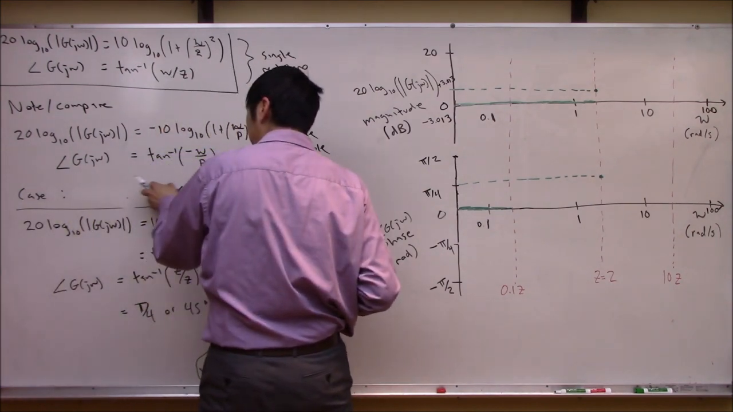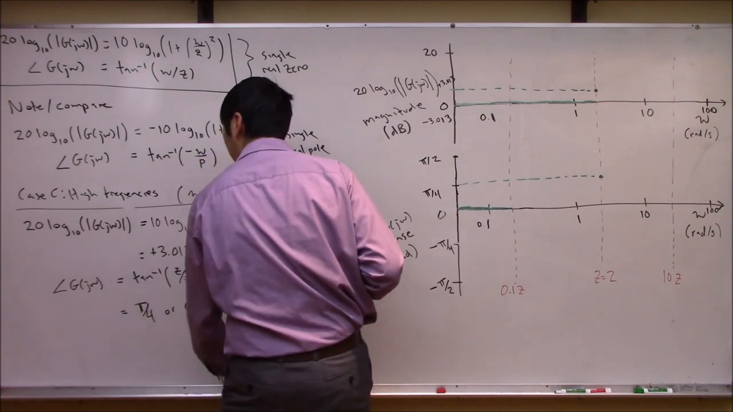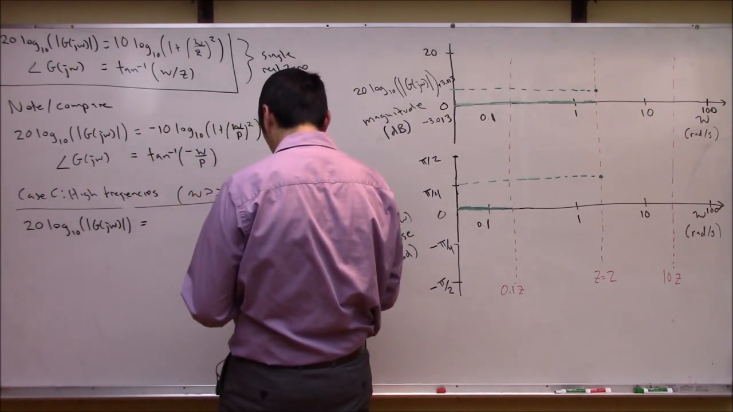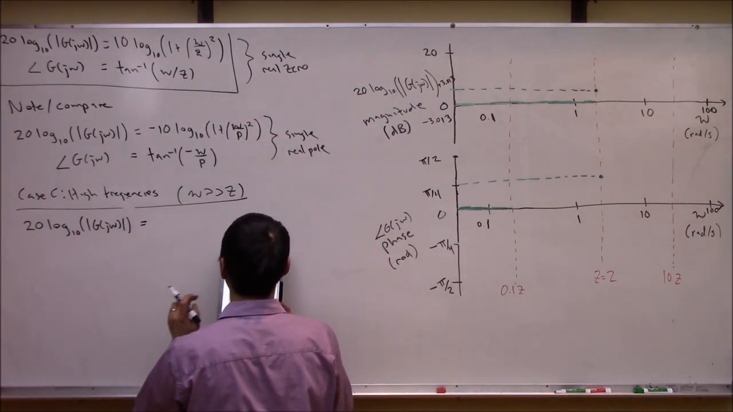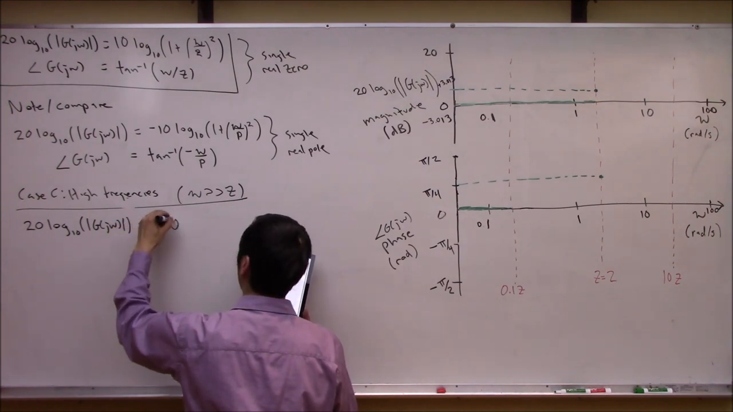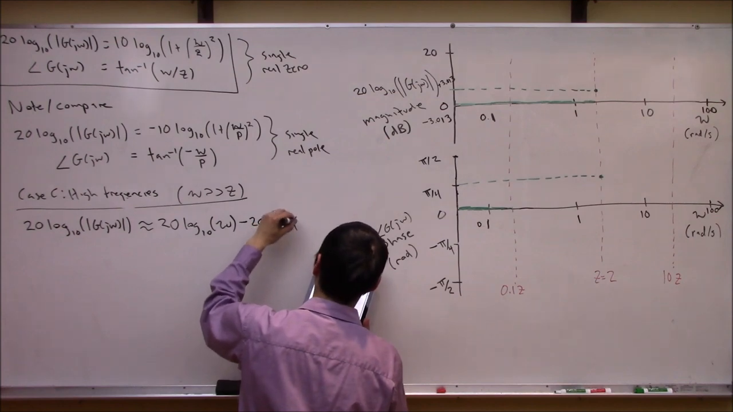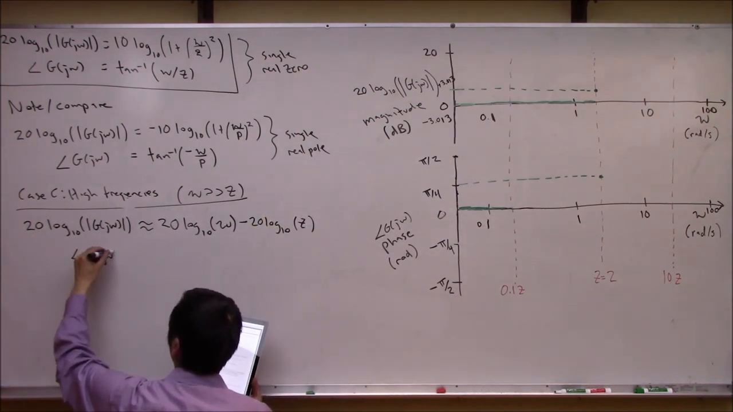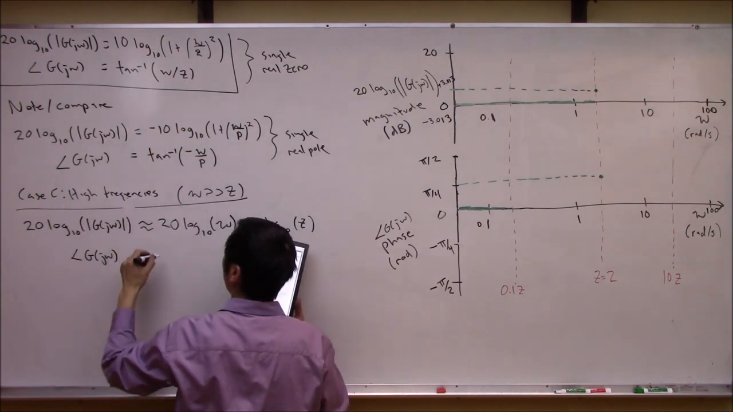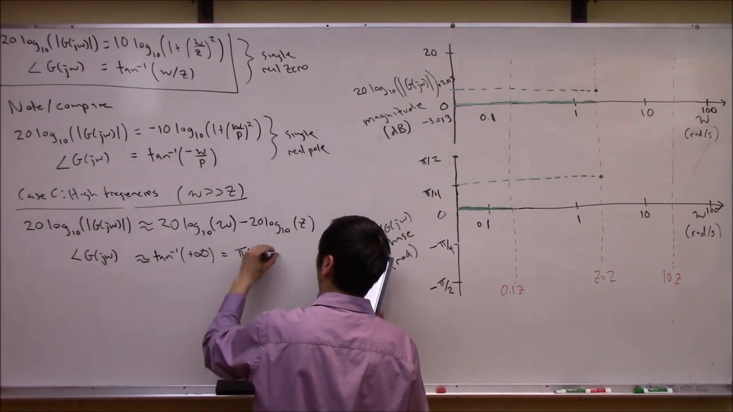All right, let's keep going here. Now case C. C was at high frequencies, right? When omega is much, much greater than z. So again, you go through the exact same logic that we did with the pole. The analysis is the exact same. I don't think we need to roll through all the steps because it's virtually identical. There's just a small sign change, but you can get this to look like, approximately 20 times log base 10 of omega minus 20 times log base 10 of z. And then the angle of g of j omega, when omega is much, much bigger than z, basically becomes tan inverse of positive infinity, which is going to give you pi over 2, or 90 degrees, however you like to think about it.